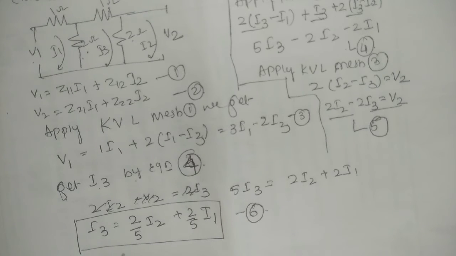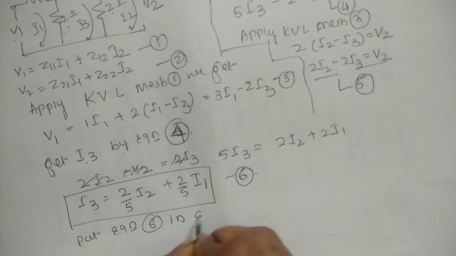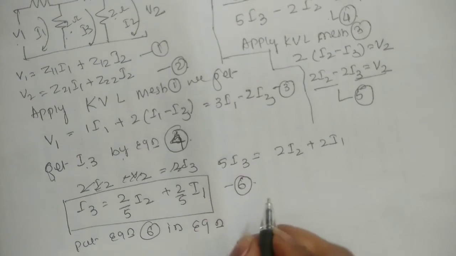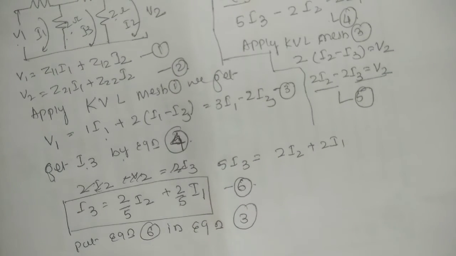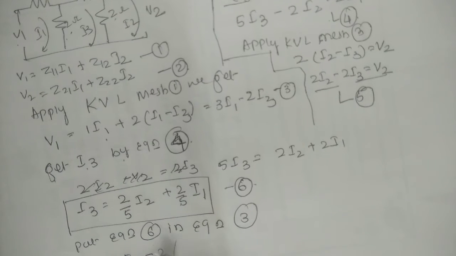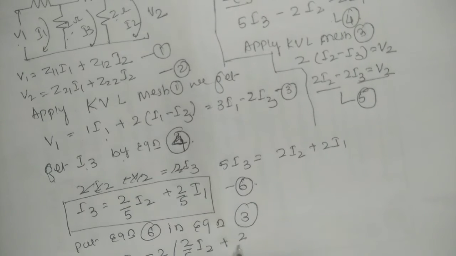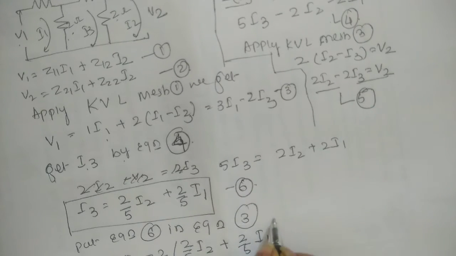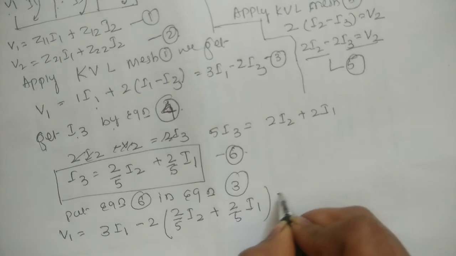Put equation 6 in equation 3. V1 equals 3 I1 minus 2 I3. What will come? 2 by 5 I2 plus 2 by 5 I1. Correct. Equals what will you get that one?